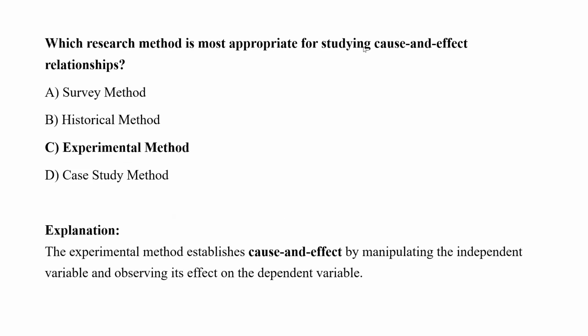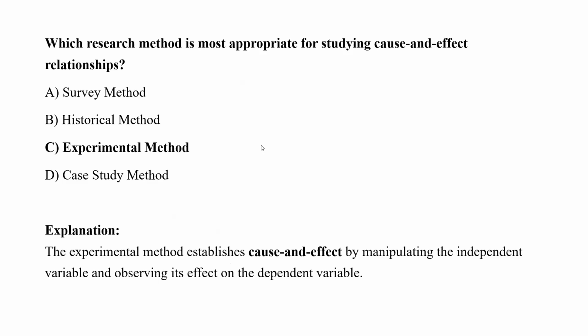Okay, now these are based questions. Which research method is most appropriate for studying cause and effect? I told you, cause and effect, that is called the experimental method. We need to focus on keywords, definitions and examples. That is more than enough. No need to read through so much. So the experimental method establishes cause and effect by manipulating the independent variable and observing its effect on the dependent variable.